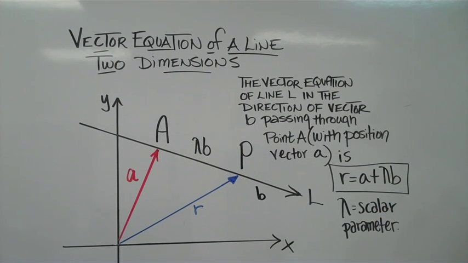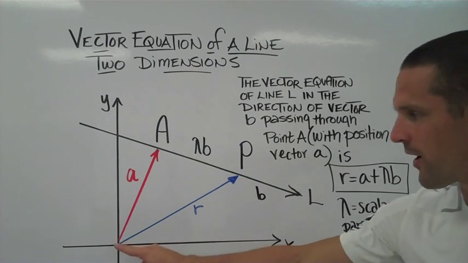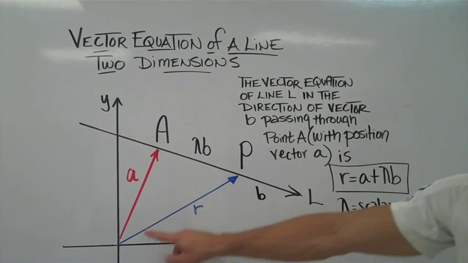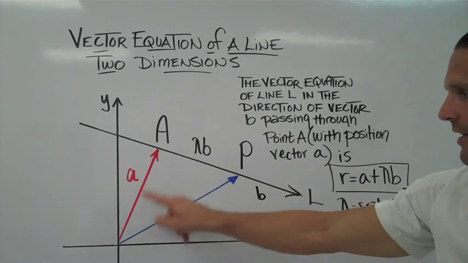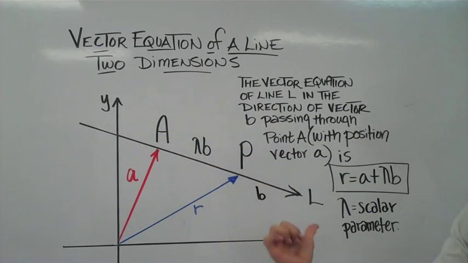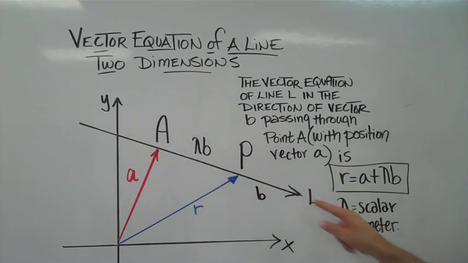Well, what does that mean? We're going to try to find the equation for line L, and we're going to see if we can get to y equals mx plus b or ax plus by equals c, the standard form of line L. That's from Algebra 1. By thinking about the three vectors: R, which is a position vector because its tail is at 0, 0; A, which is a position vector because its tail is at 0, 0; and this vector B, which happens to be in the same direction as this line L.